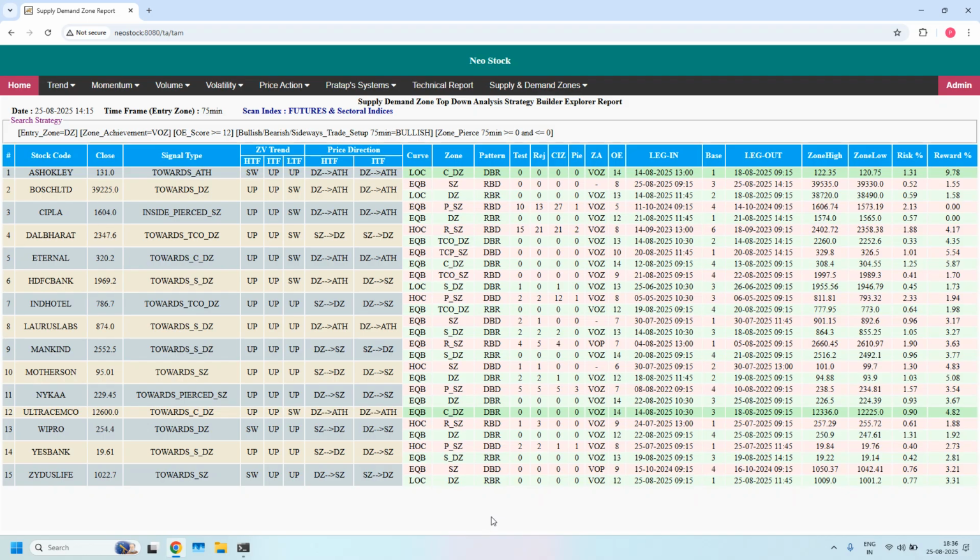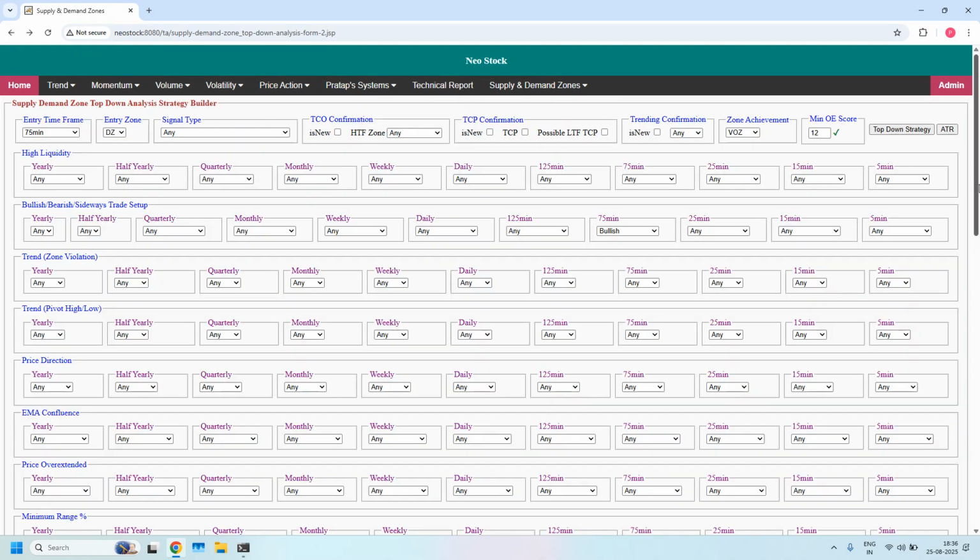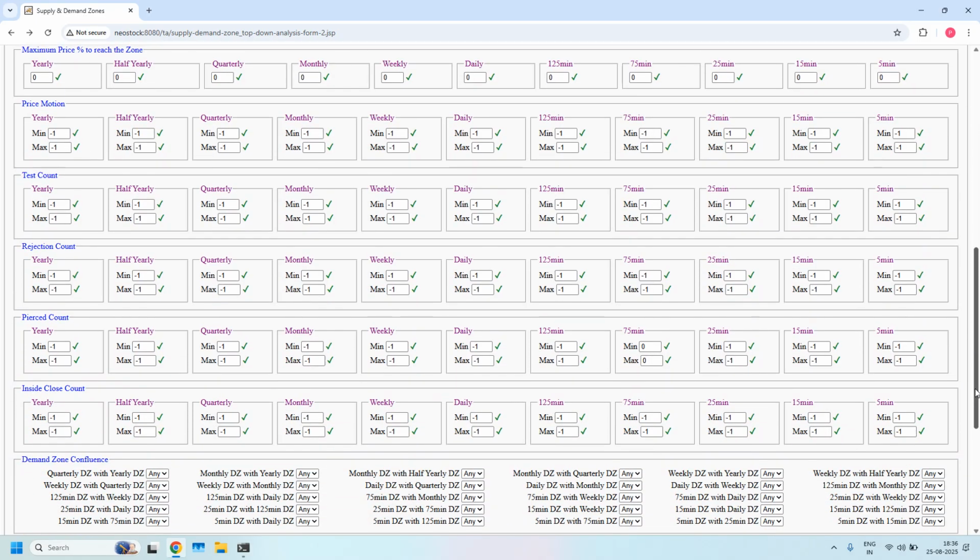Out of these 15, there could be some high probability trade setup 75 minutes demand zones available. We need to filter them based on different zone confluence and EMA confluence strategies that you learned in lesson 27. Okay, first filter is LTF and ITF demand zone confluence, and then ITF EMA confluence. So on these 15 stocks, I'm applying the filter. I'm going back. In the demand zone confluence, I'm adding a new filter. 75 minutes demand zone with daily demand zone confluence. That is LTF and ITF.